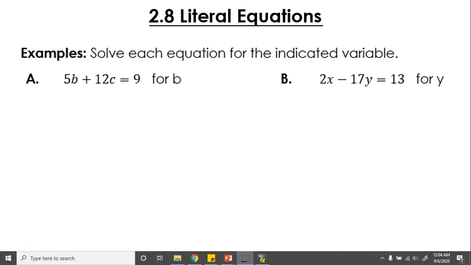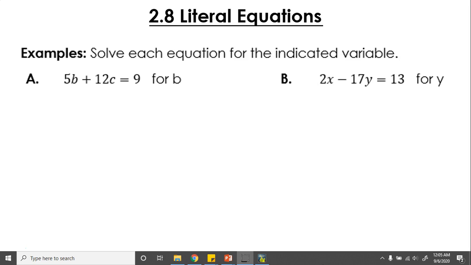Today's lesson is on literal equations. So what is a literal equation? A literal equation is an equation that mainly consists of variables or letters. It may contain numbers, but it primarily consists of variables. So for our first example, we have 5b plus 12c equals 9, and we're going to solve that for b.